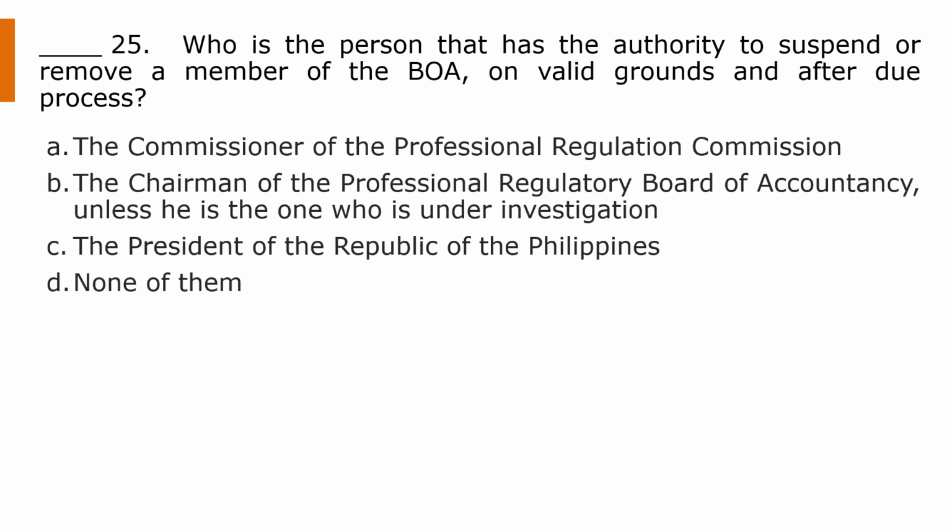Who can remove members of BOA? We said whoever appoints has the authority to remove. So in this case, they may be removed by the President of the Republic of the Philippines. And if you would recall the process of getting somebody appointed to the Board of Accountancy, it starts with PICPA or the AIPO, then PRC, then the president.